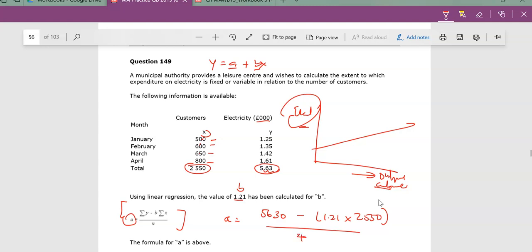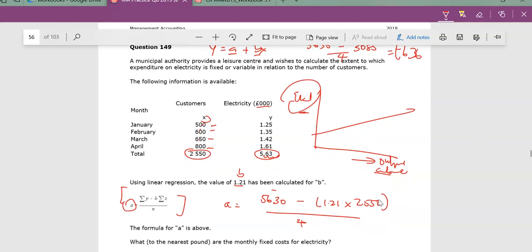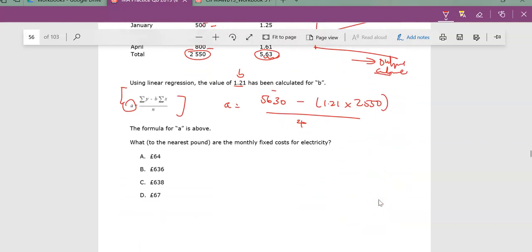And what do we do? Well, simply subtract this. So I'm going to do this up here now. So this is 5630 minus 1.21 times 2550, which is 3085, over 4. Bang that onto my calculator at once, and I get 636 pounds. So that's the answer. That's my fixed element, if you like, and that's it. So that's how you deal with these, right?